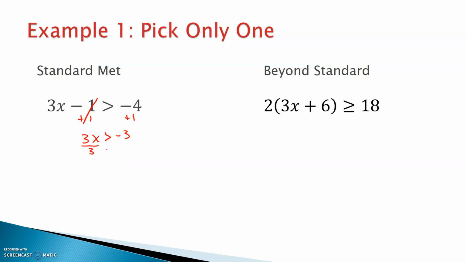Last thing you should have done here is divide by 3, divide by 3. X is greater than, what's a -3 divided by a +3? That is going to be -1. All right, so there we have it. My solution is all the x's that are greater than -1.